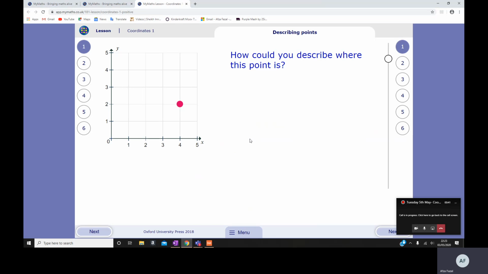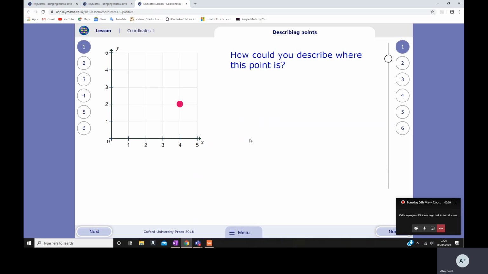Now, I'm going to sound crazy saying this when I do this lesson with you today. All you've got to remember is along the corridor and up the stairs. The more weird I sound, the better you'll remember it, and you'll probably be laughing at me in your room right now. So, how could you describe where this point is?